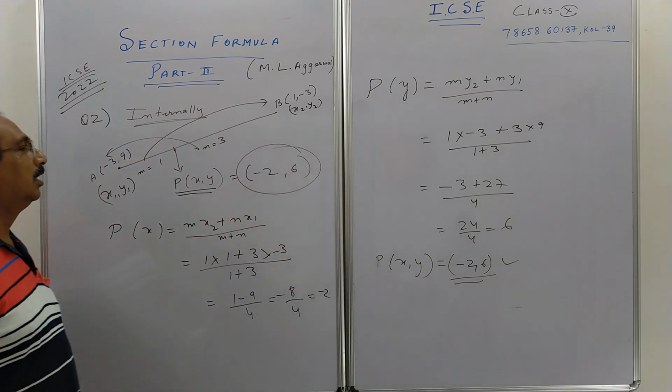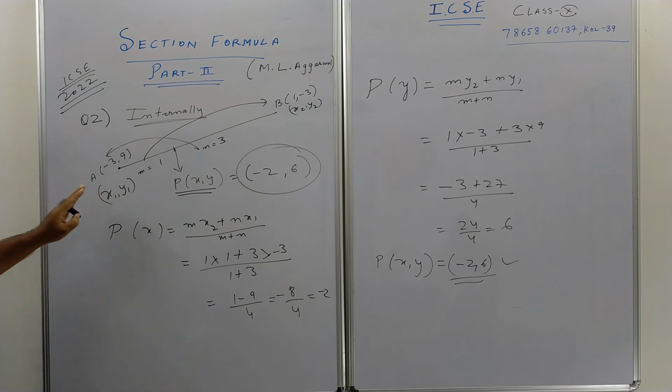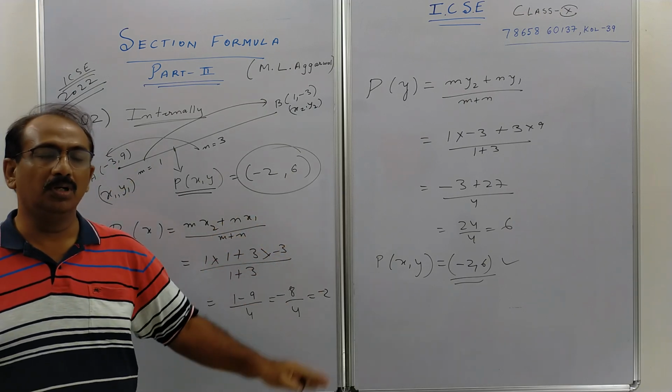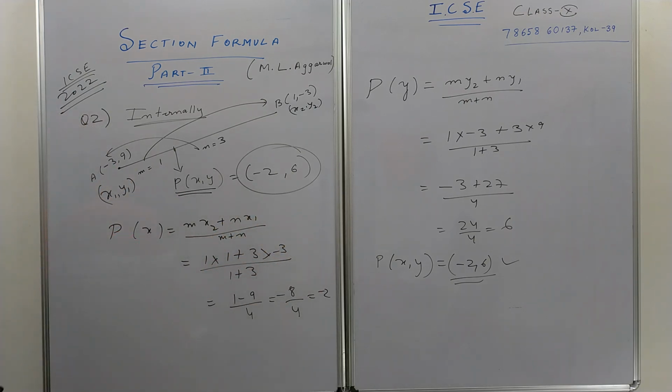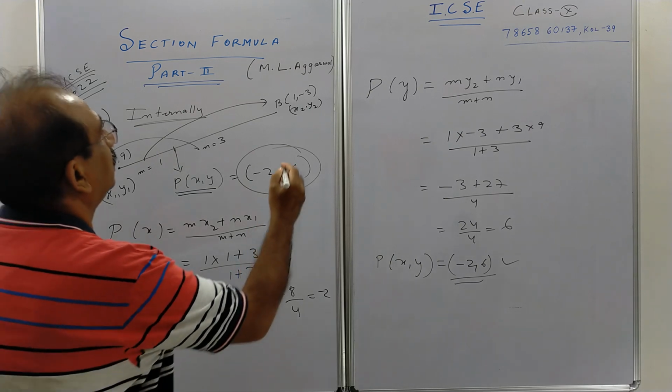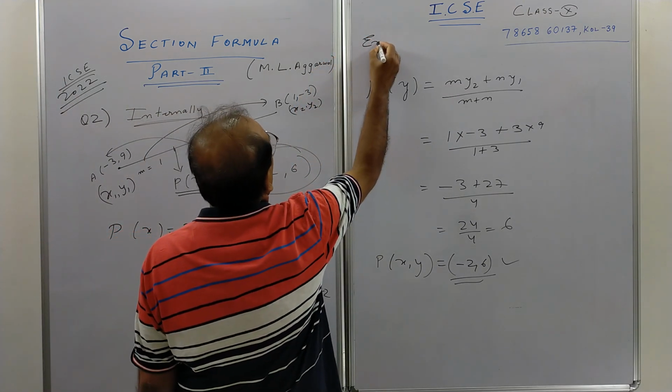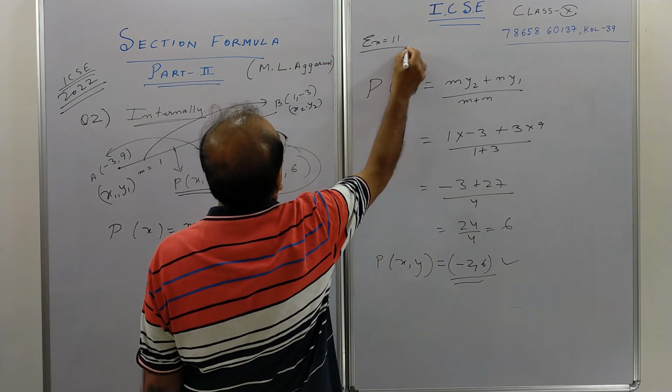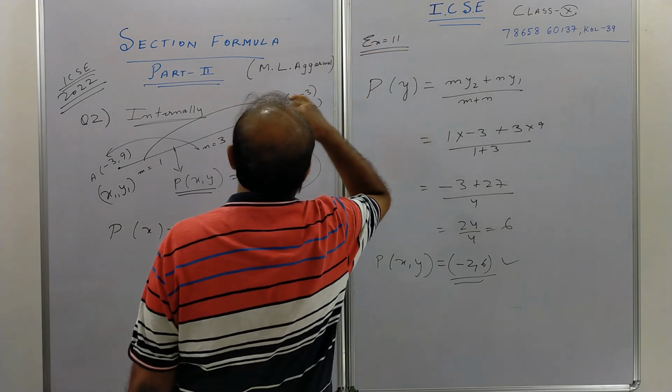So after this I'll do one midpoint. Section formula, simple question I have explained. Then one midpoint formula, and then maybe one centroid question I'll do. And then in part 2, children, I will do some harder questions from ML Agrawal's exercise 11. This is exercise 11 from ML Agrawal's book.